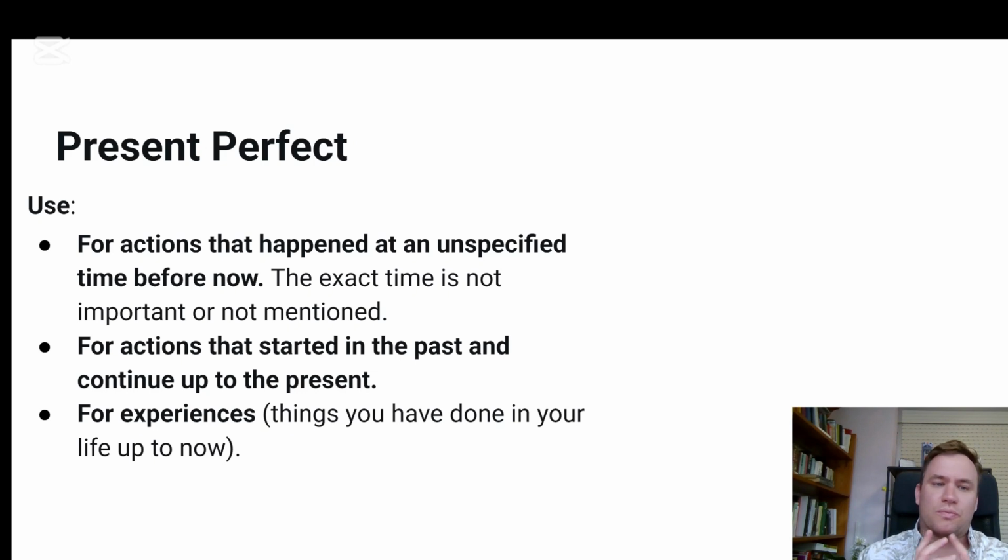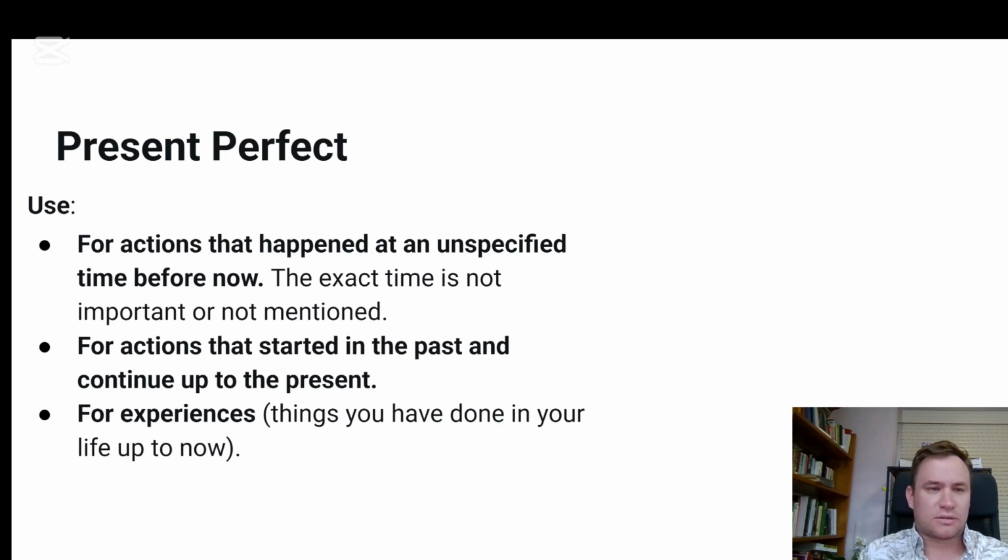Okay. So, what do we use this for? Well, we often use it for actions that happened at an unspecified time before now. Okay. Something with some connection to the present. For actions that started in the past and continue until now, again with some connection to the present, and for experiences. So these are things that you've done in your life until now. Your life is not over if you're watching this video, so we would use the present perfect. However, of course, if you start talking about someone who is dead, then you would need to use the simple past, okay? Because there's no relevance to the present now, okay?